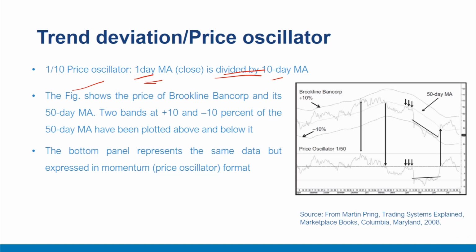In this figure, we have the price of Brooklyn Bangkok and its 15-day MA. This is the 50-day MA within two bands, plus 10% and minus 10%. Two bands are created and the price fluctuates within these bands. On the bottom panel, we have the same data but expressed in the form of a price oscillator. Notice that this is a 1/50 format: 1 day MA divided by 50-day MA, with plus and minus 10% bands around it.